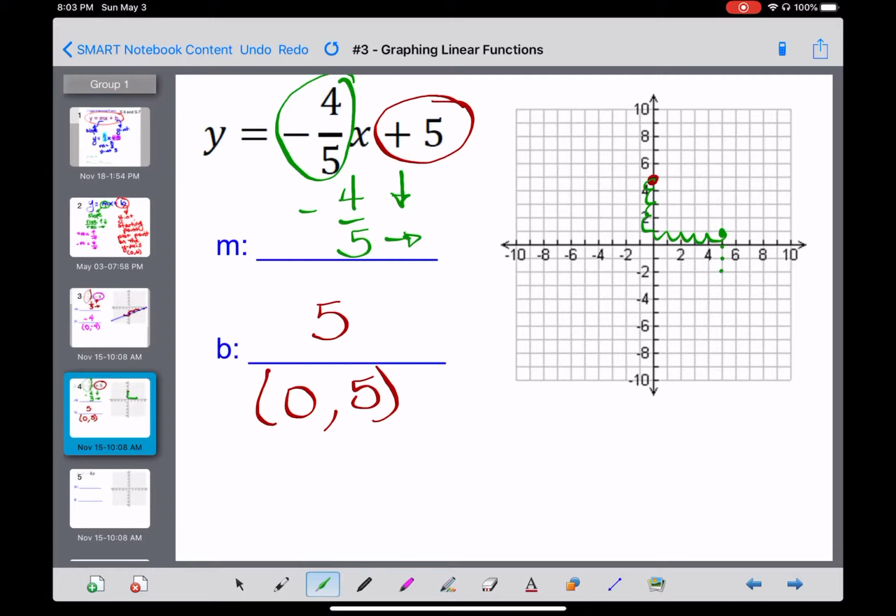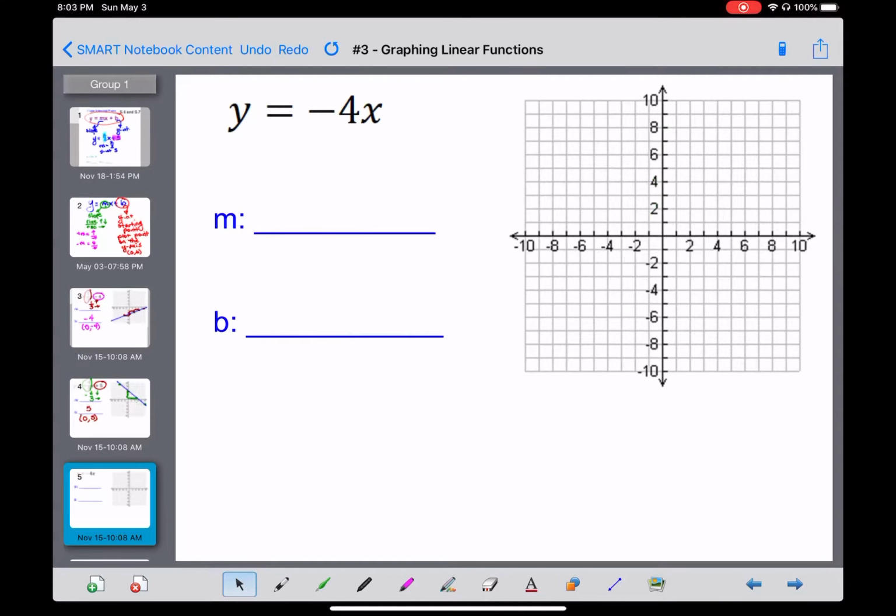1, 2, 3, 4. 1, 2, 3, 4, 5. Here's my other point. 1, 2, 3, 4, 5. And there's my last point. I get my line, and there it is. Okay, next one.